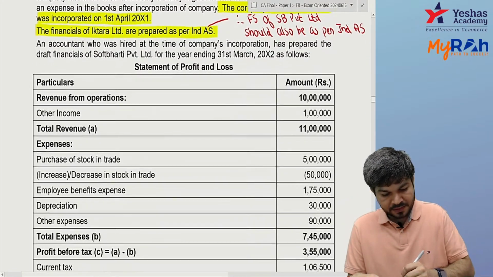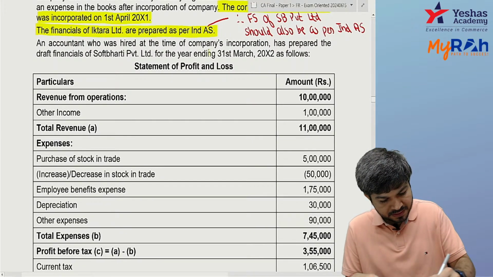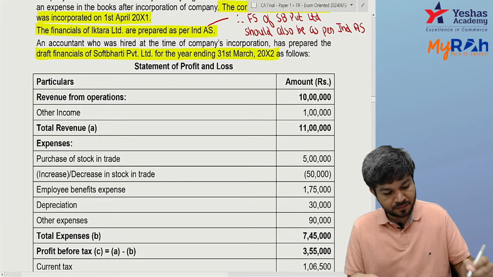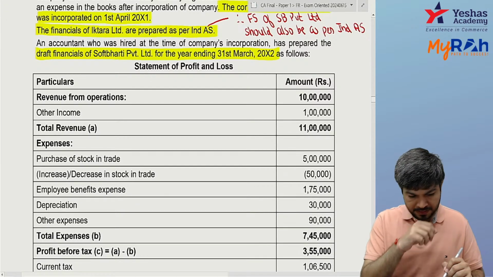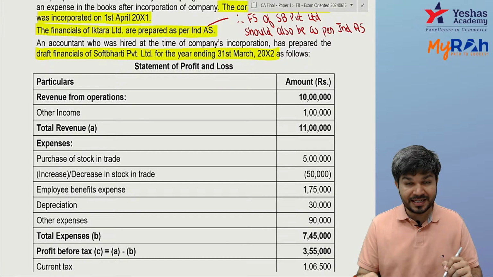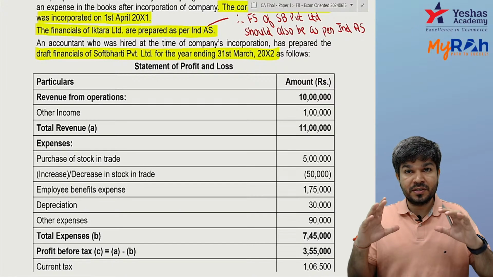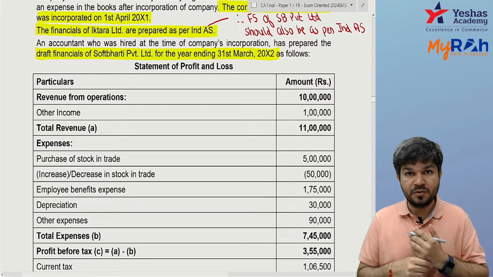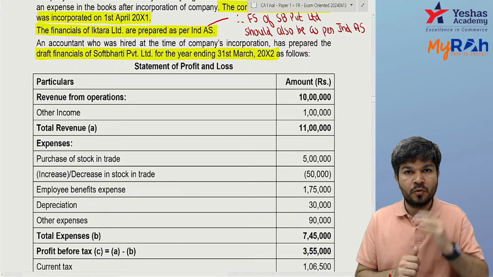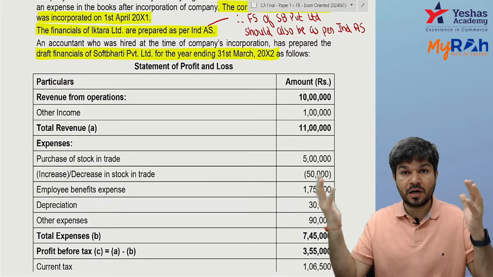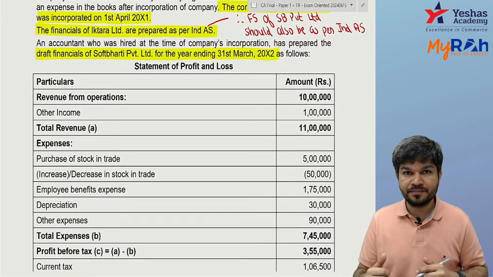Now there is a P&L given, Soft Bharti's draft financials for March. In your P&L, revenue from operations, other income, total. Under expenses, there is purchase of stock in trade, increase or decrease in stock in trade. Under Division 2 of Schedule 3, we have a vertical format. So how do I arrive at COGS? Opening stock plus purchase minus closing stock.